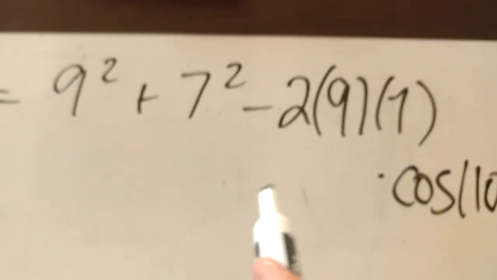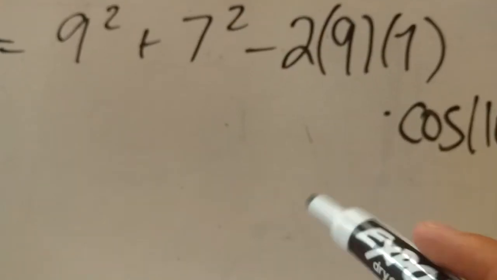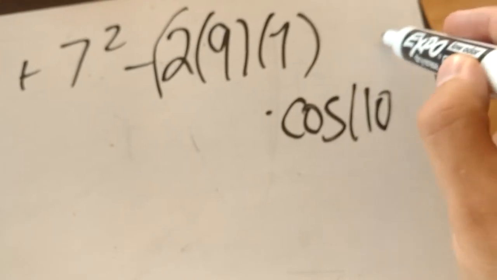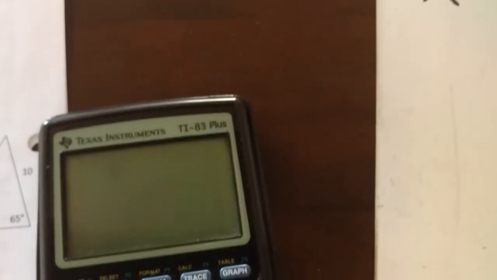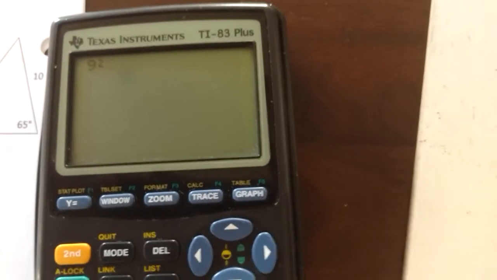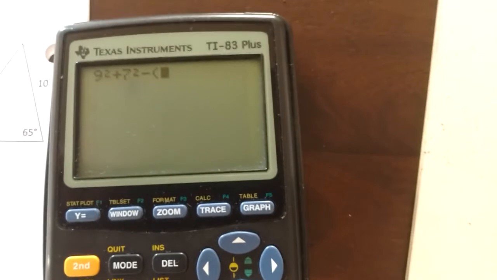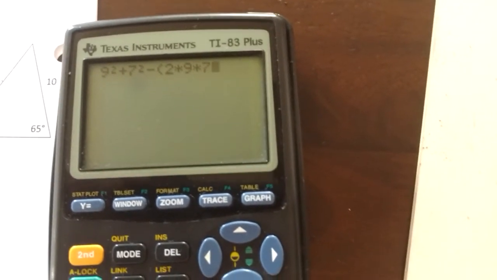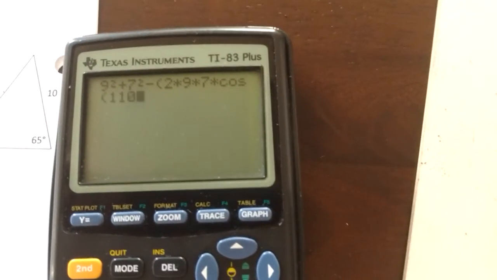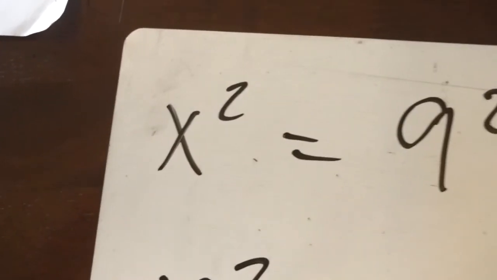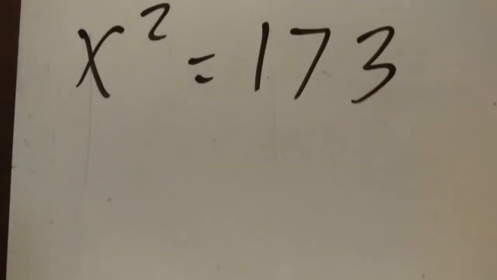Just take this entire thing, put it in your calculator all in one step. Just be careful with this section right here. I usually put this whole section in brackets just to make sure nothing gets messed up here. So I'll show you what I mean. We're going to go 9 squared plus 7 squared minus, in brackets, 2 times 9 times 7 times cosine 110. And then make sure your brackets are closed off. Press enter. This is going to give us x squared equals about 173.